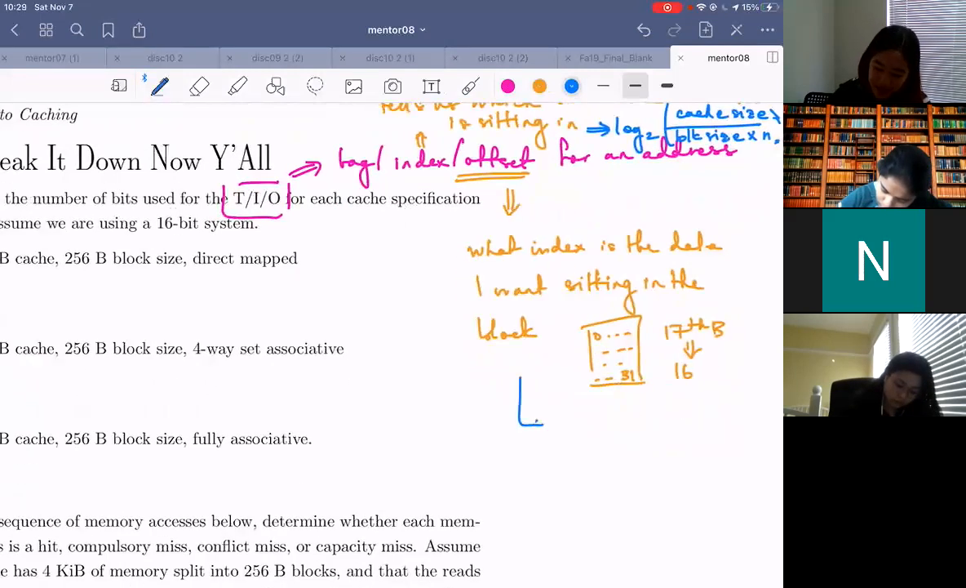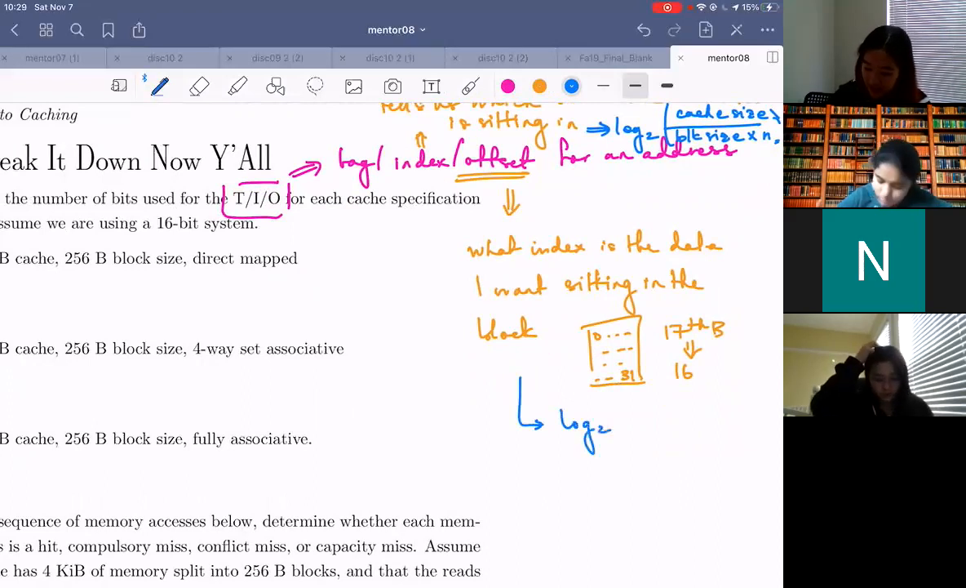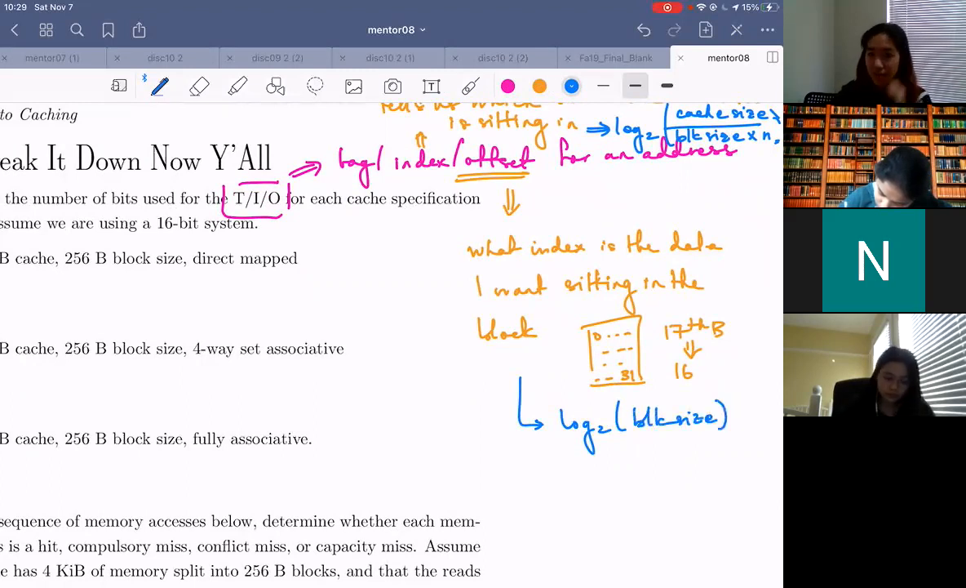Just really quickly for the offset, the number of bits needed to represent the offset is log 2 of the block size. The reason is just because, like we said earlier, bits can represent 2 states. So the total number of states would be 2 to the n, and vice versa, it would be log base 2 of n.